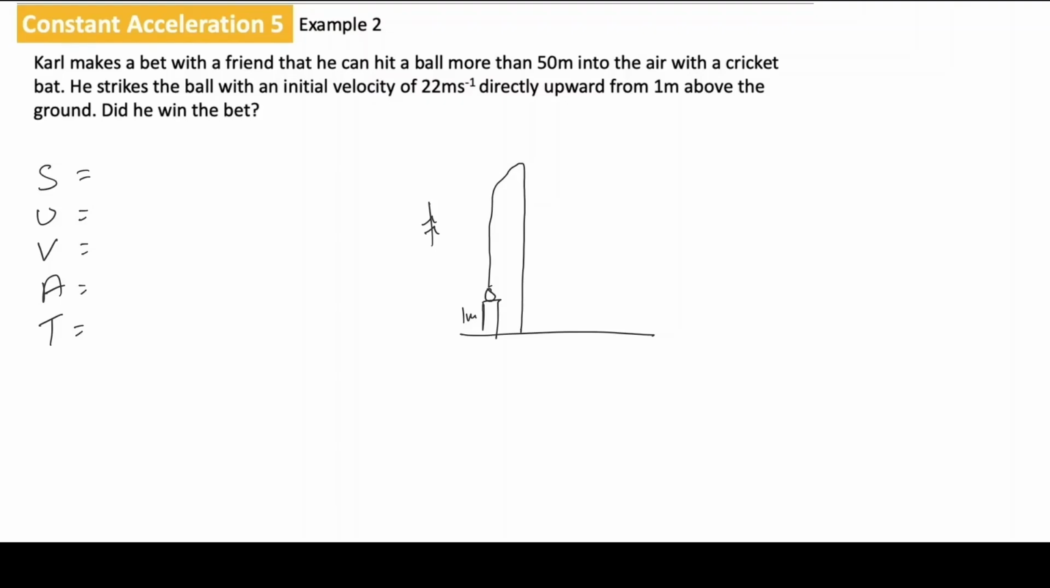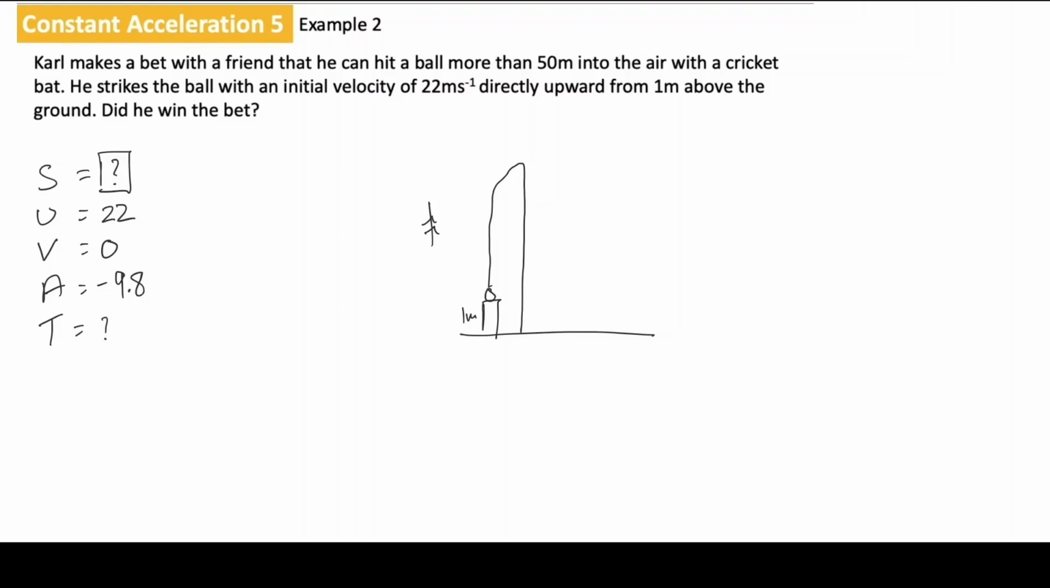Let's set up and collect our SUVAT variables. The displacement is unknown. We're looking for that. Initial velocity of 22. Final velocity, the important bit here, is 0, and our acceleration is going to be negative 9.8. It's negative because gravity is acting down towards the ground, which is against our positive direction, which is up. So acceleration due to gravity is going to be negative. We don't know the time, but we're not actually looking for it.